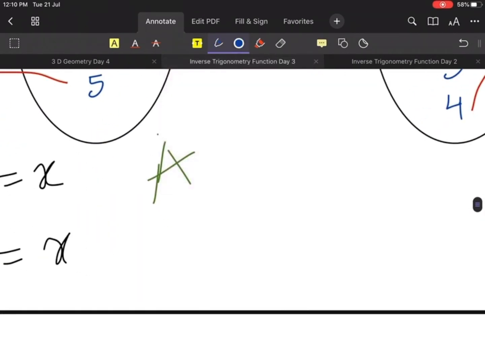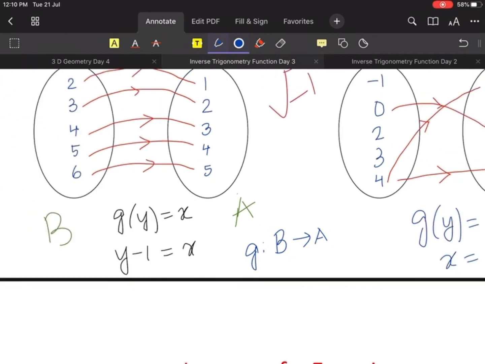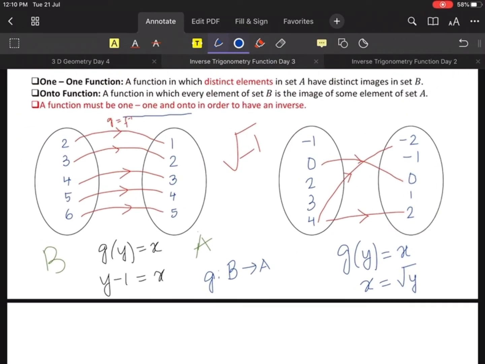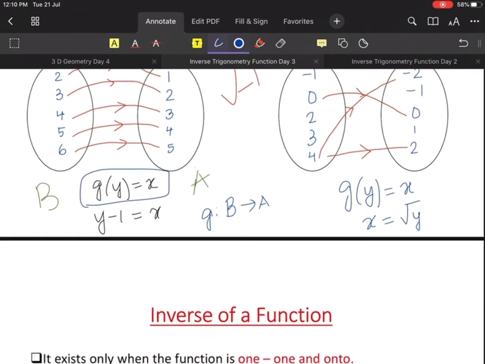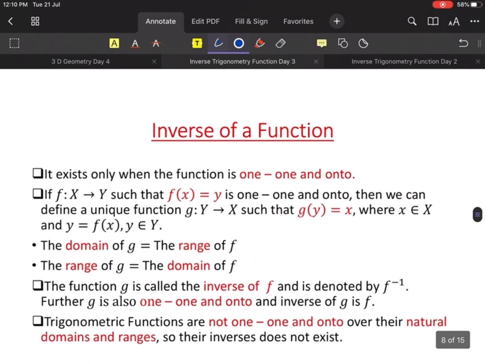So in here it was f: A to B. So here it will be g: B to A. Here the elements are related such that it starts from B and ends at A, right? So if I do the arrow diagram, it originates from B and ends at A. Am I clear? Understood? So this is how we define the inverse of a function.